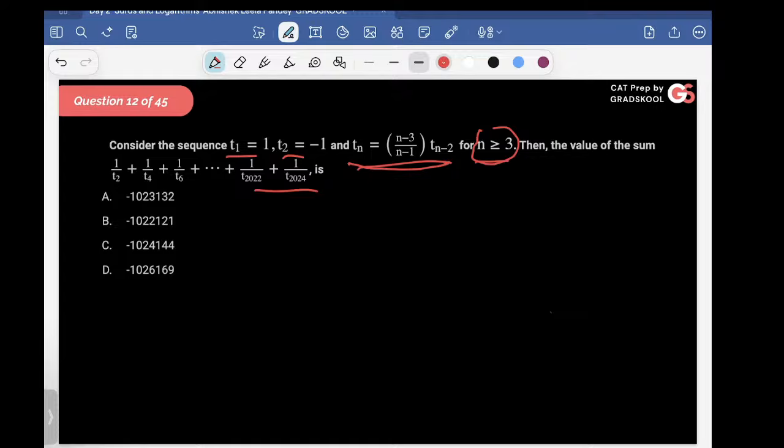Acha, I'll tell you something. This kind of question comes to you. You look at these weird looking options. Are they looking weird to you? Do you see a pattern over here? Anyone?